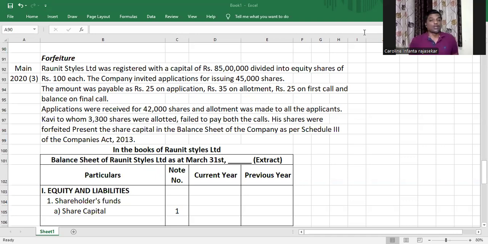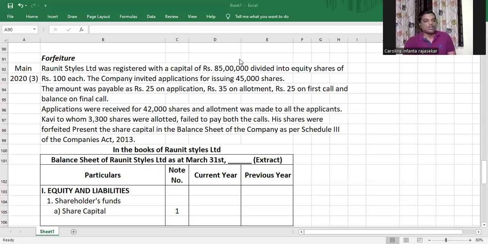I'm back with another chapter, accounting for share capital. This is another previous year question. It was asked in the examination. As I told you, this is a compulsory question which is asked in every examination. So what do we have here? We have a question in which the shares have been forfeited, and we need to learn how to show this in the balance sheet as a schedule of share capital.